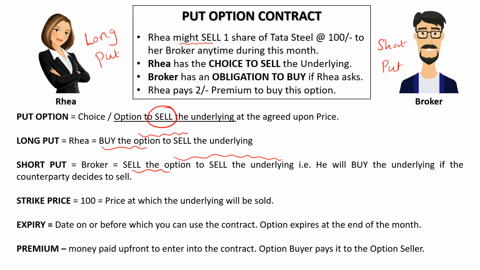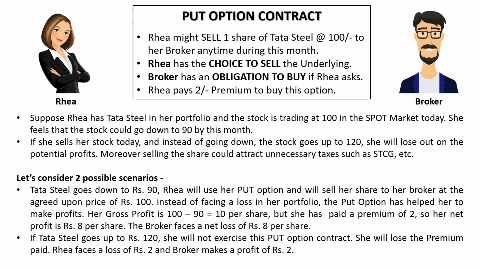The strike price or the exercise price is the agreed upon price at which the underlying will be sold. So it is 100. The expiry is the date on or before which you can use the contract. Our option expires at the end of the month. The premium is the money upfront, which is paid by the long put to the short put in order to enter into the contract. So the option buyer pays it to the option seller. So let's see some scenarios.